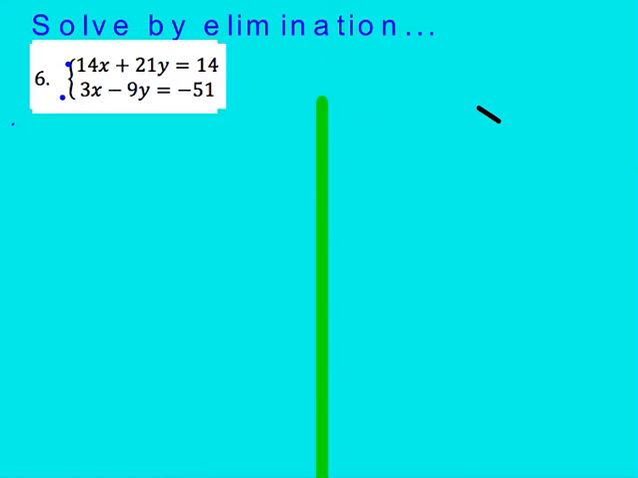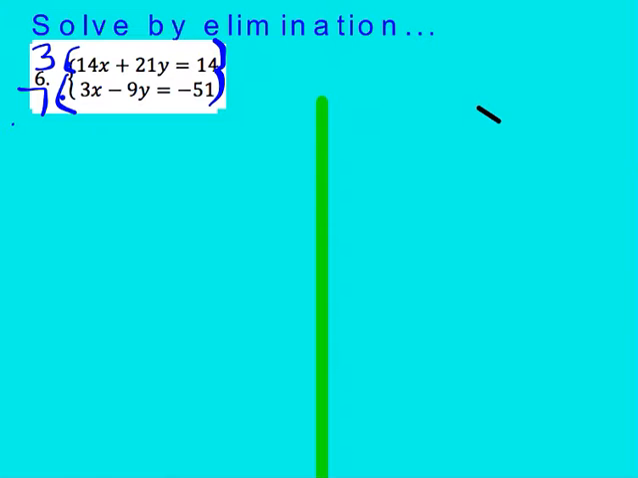So we're actually just going to try and think of a number they both multiply to. Well, 9 and 21 actually both multiply to 63. So what I'm going to do is multiply this one by 3, because 3 times 21 is 63. And I'm going to multiply this one by 7, because negative 9 times 7 is a negative 63. So that way I can cancel out those y's.